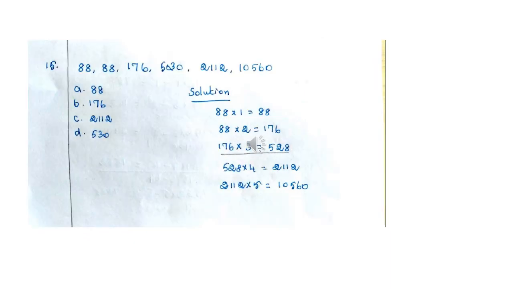15th problem: 88, 88, 176, 530, 2112 and 10560. First number 88 into 1 equals 88. So the second number is 88. 88 into 2 is 176. That is the third number. 176 into 3 is 528. But it shows 530. So the wrong one is 530.